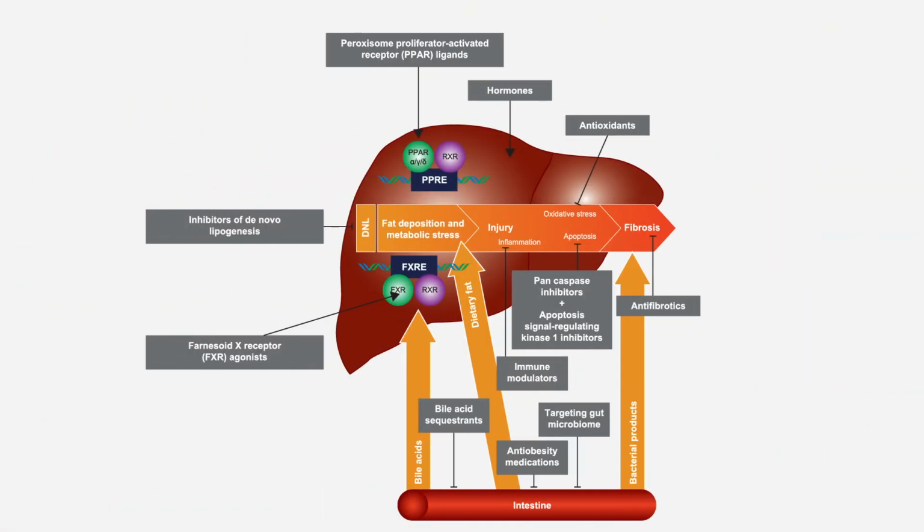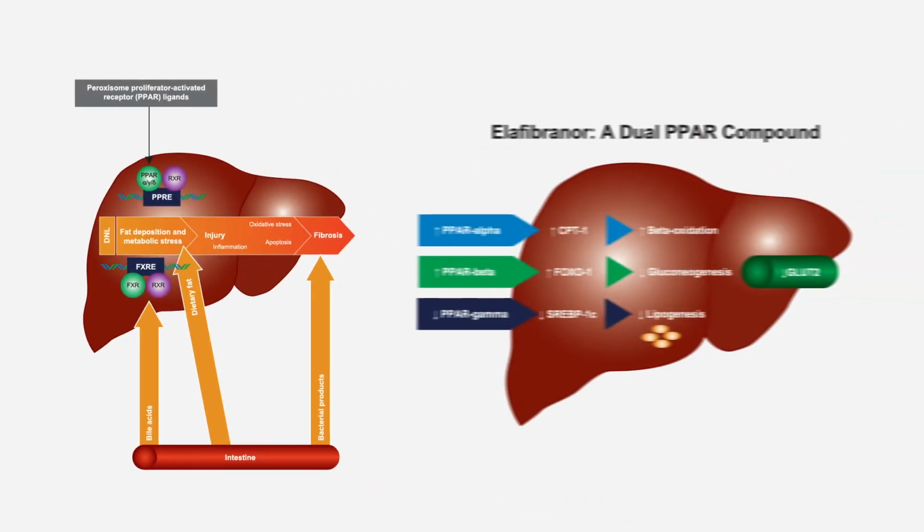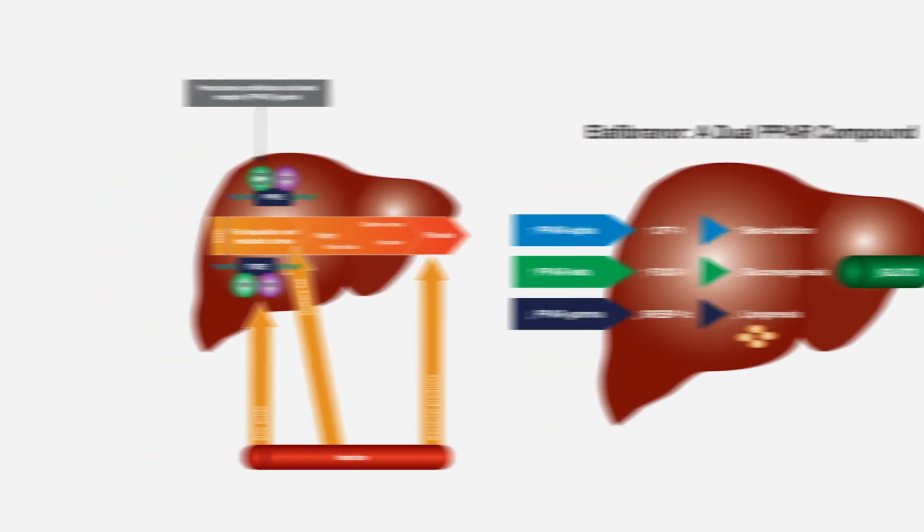Now we'll discuss some of the other drugs that are also in phase 3 assessment for treatment of NASH-related fibrosis. Elafibranor is a dual PPAR compound. It is a PPAR alpha and a PPAR delta agonist. It is known to increase CPT1 and thereby increase beta oxidation, may decrease gluconeogenesis, and may decrease de novo lipogenesis.